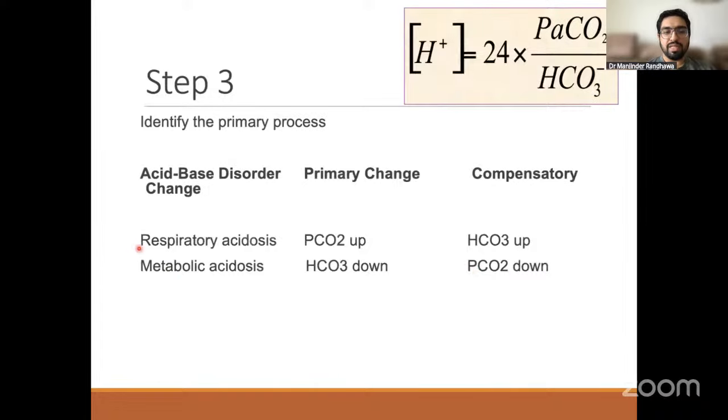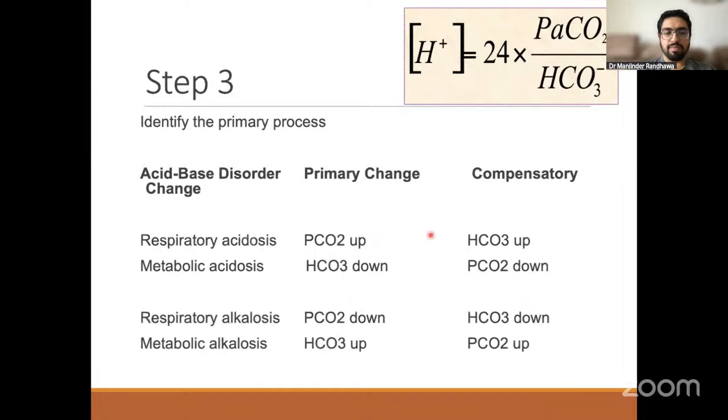So next, let's see what is the primary thing that is causing the problem. If it's a respiratory acidosis, your CO2 should be high, and to compensate for that, your bicarb should also be going high. If it's a metabolic acidosis, your bicarb should be going down, and to compensate for that, your CO2 should also be going down. So if it's a single primary disorder, both your CO2 and bicarb are going in the same direction. If the CO2 is going up, the bicarb is also going up. If the bicarb is going down in metabolic part, the CO2 is also coming down to compensate for it. Same for alkalosis, it's just in the opposite direction.